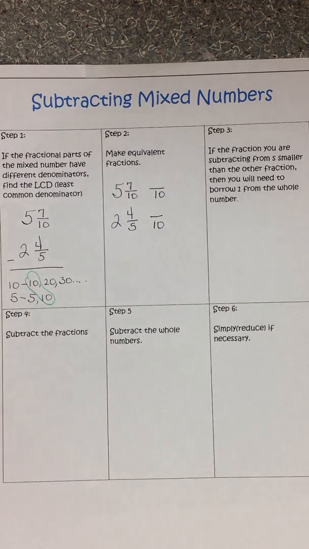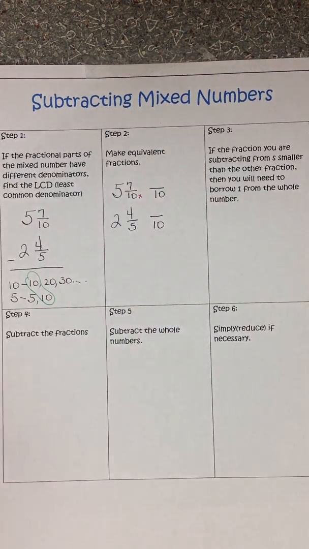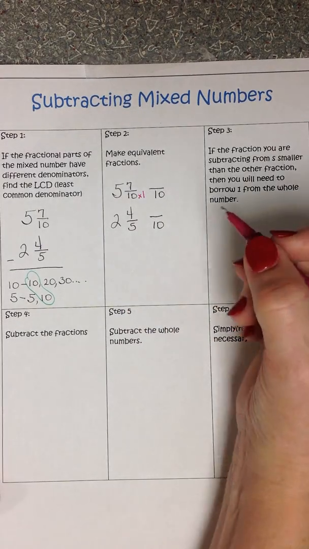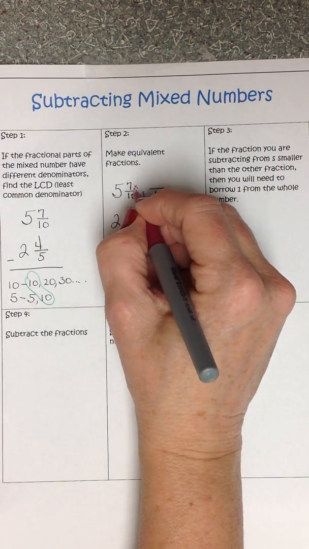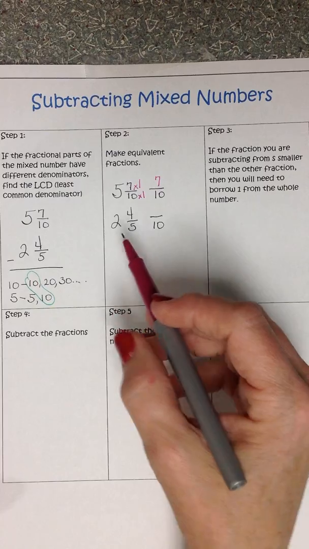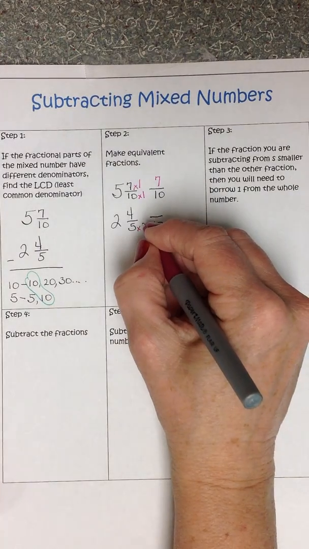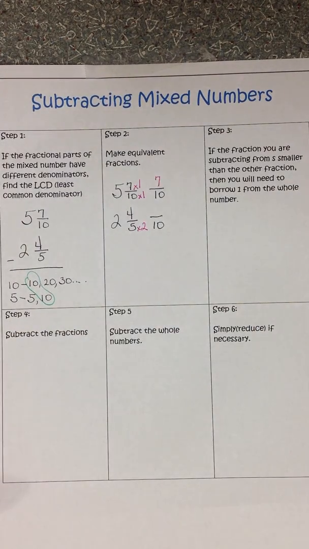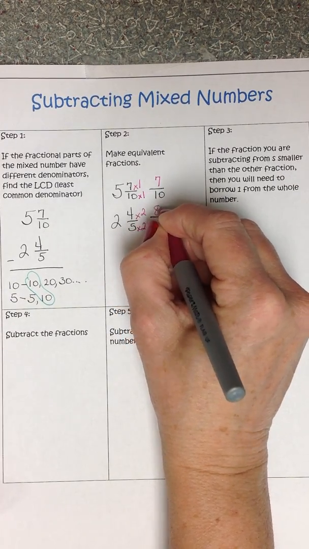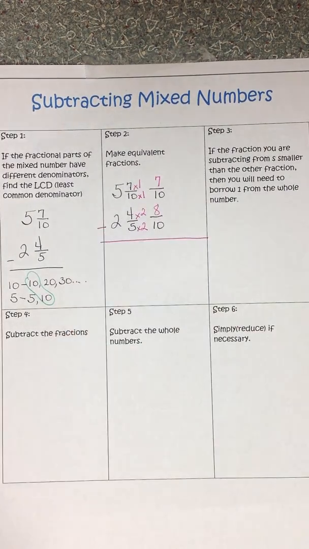I hope you remember in your head that you're thinking, okay, 10 times something turned into 10. And I know 10 times 1 will give me 10. If I do it to the bottom, then I also need to do it to the top. 7 times 1 would make the numerator 7. Now this is the one we're really changing. 5 times something gave me 10. 5 times 2 is what that is. And if I do it to the bottom, I have to do it to the top. So now I'm saying 4 times 2 leaves me with 8. So now I have made equivalent fractions and can subtract.